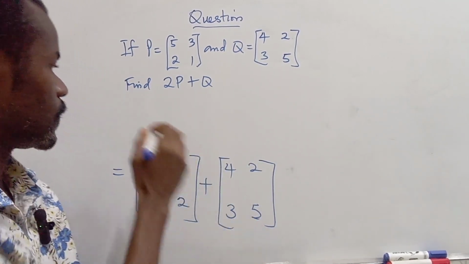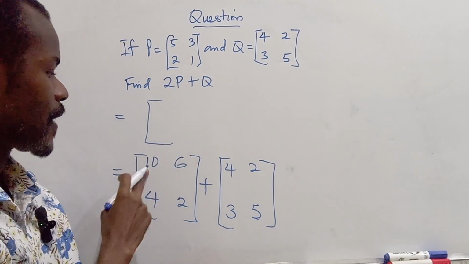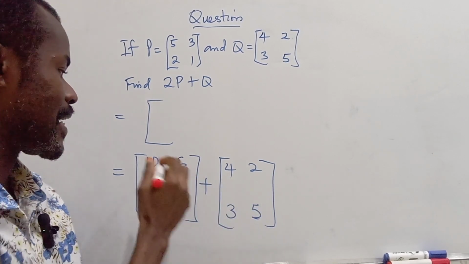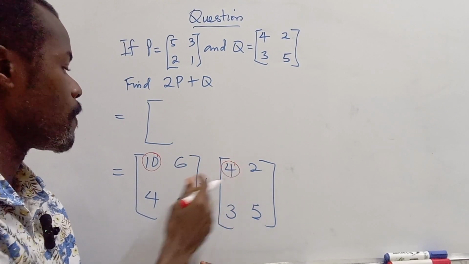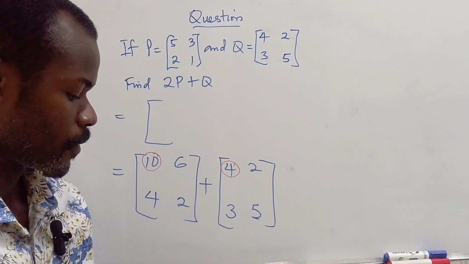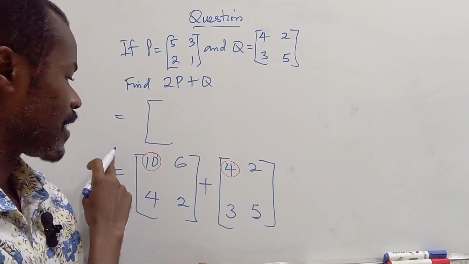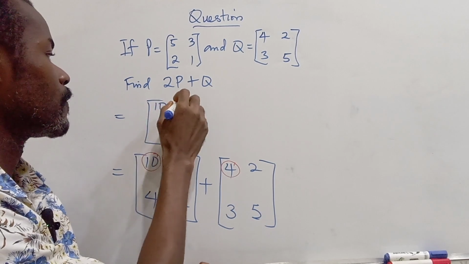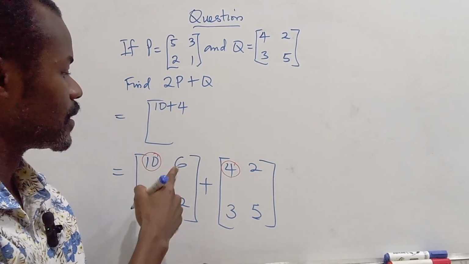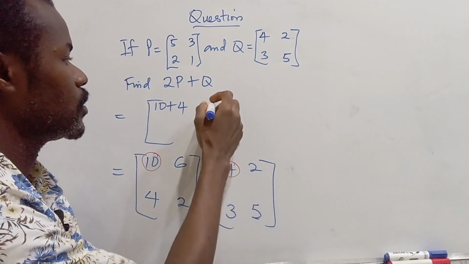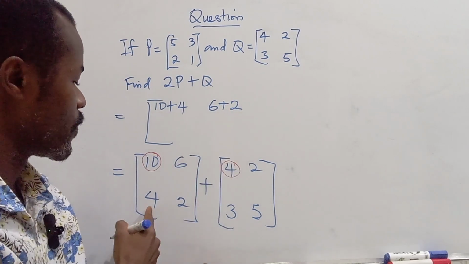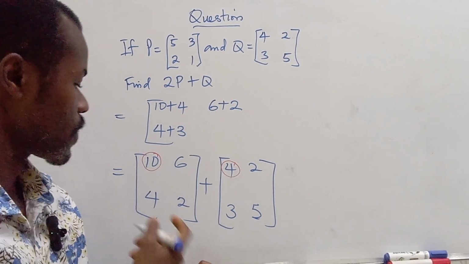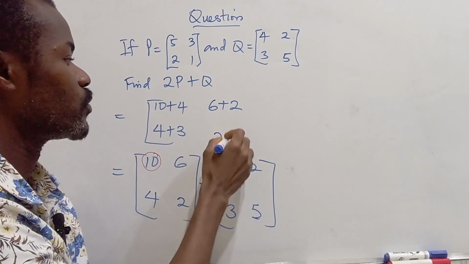All we have to do is, now 10 is going to add 4. Remember they are in the same position, so we have 10 and 4 at the same position. This is row 1 column 1. So we have 10 plus 4. Now 6 is going to add 2, so we have 6 plus 2. 4 plus 3, so we have 4 plus 3. And we have 2 plus 5.